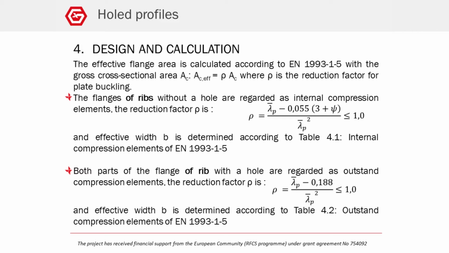To calculate the moment resistance of a rib with a hole, the effective width of the flange area was calculated according to Eurocode 3 part 1-5 by multiplying the gross cross-sectional area Ac by ρ, where ρ is the reduction factor for flanges, which are no longer regarded as internal compression elements, but as outstand compression elements. Therefore, in that latter case, the effective width B was determined according to Table 4.2 of Eurocode 3 part 1-5, given for outstand compression elements.